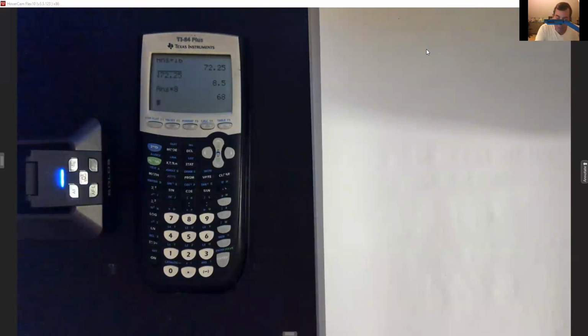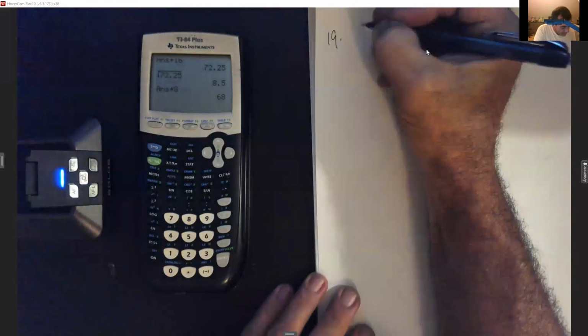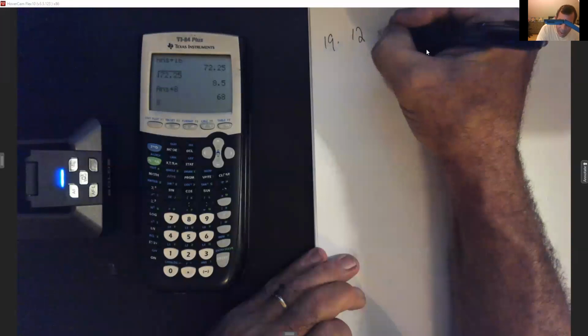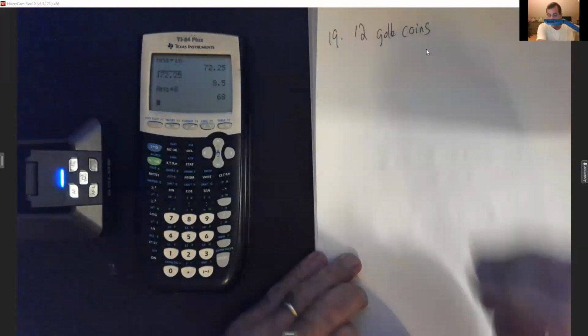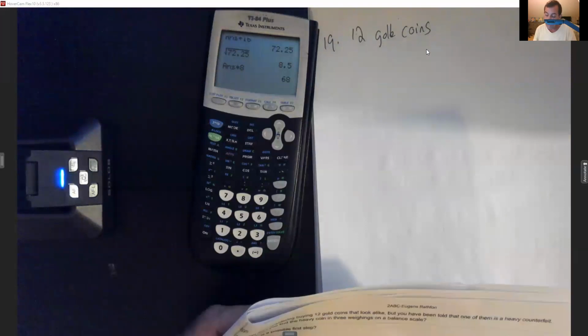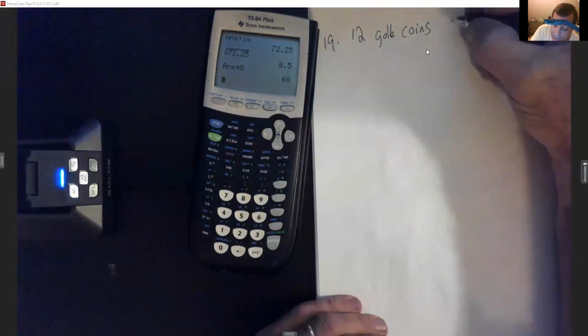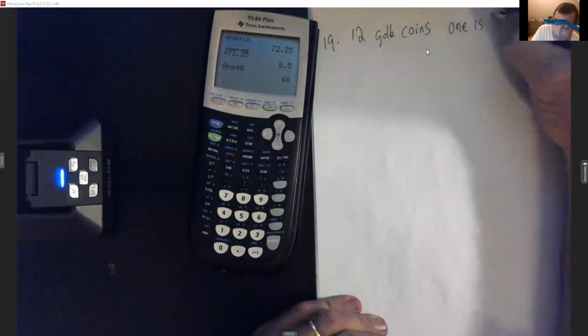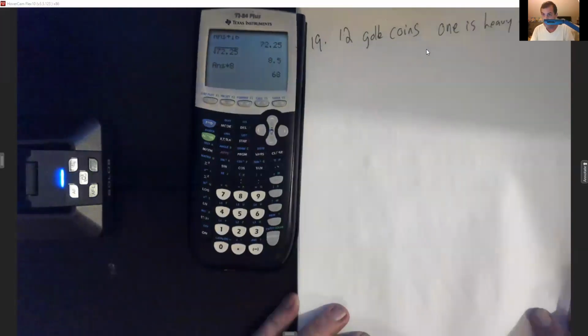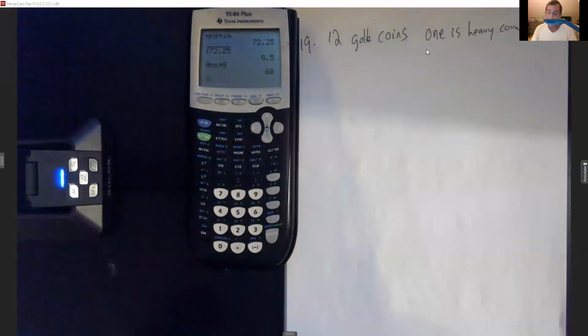Oh, and the last one I'm going to do is number 19. Check this out. You're considering buying 12 gold coins. Okay? I'm going to buy 12 gold coins, and they all look alike. But you have been told that one of them is a heavy counterfeit. So one is a heavy counterfeit, so it must weigh more than the other ones, okay?